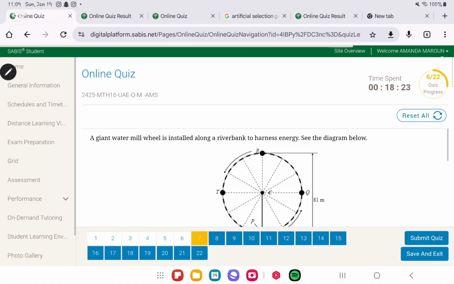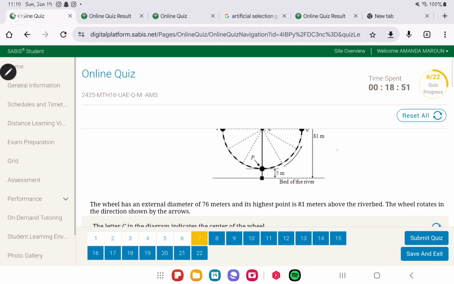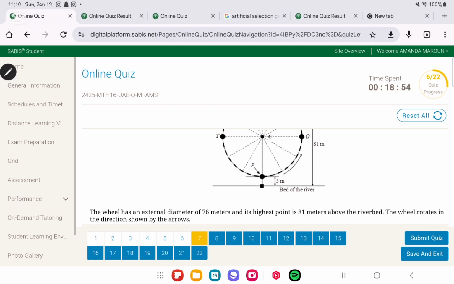Moving on to question number 7. Okay, this is a very nice question. Personally, I like these PISA questions because they make us think, and in my opinion, they're really nice questions. So they told us the wheel has an external diameter of 76 meters and its highest point is 81 meters above the riverbed.